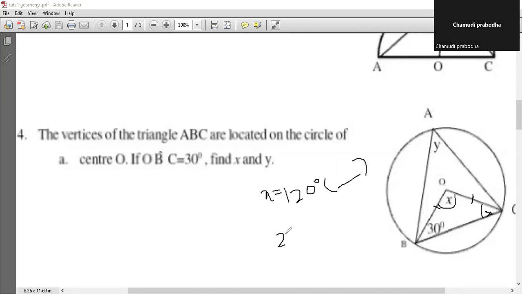Then we can say that 2y equals x. You have to write the theorem in here. Now I am repeating the theorem again. The angle subtended by an arc at the center of the circle is twice the angle subtended by that arc at the circumference. Then we have found x, and we have to find y. Then y equals x over 2. Then y equals 60.